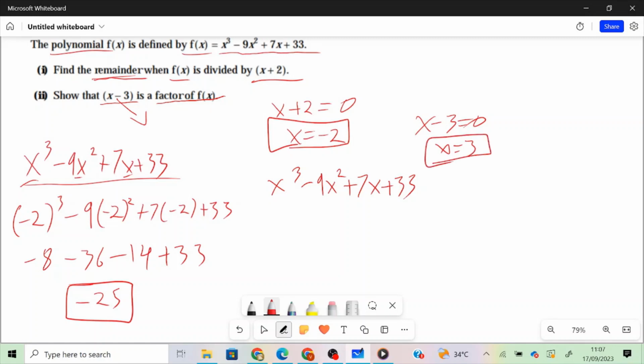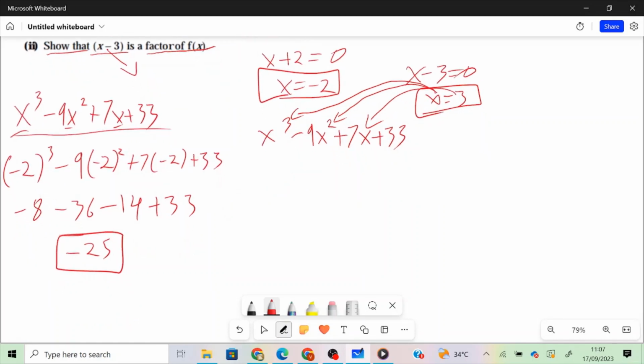So since it's saying show that x minus 3 is a factor of f of x, it means that when we put our 3 over here and over here, we should get 0. So let's go ahead and confirm that. 3 cubed minus 9 into 3 squared plus 7 into 3 plus 33. 3 cubed is, sorry, not 9, this is 27.